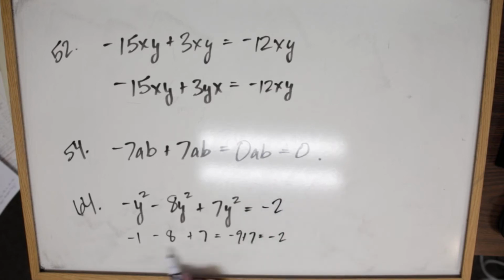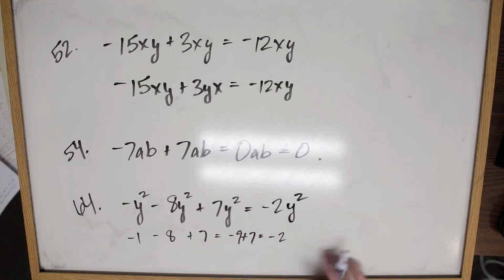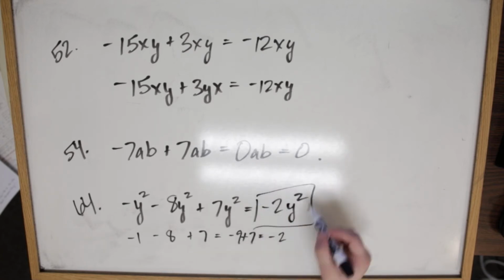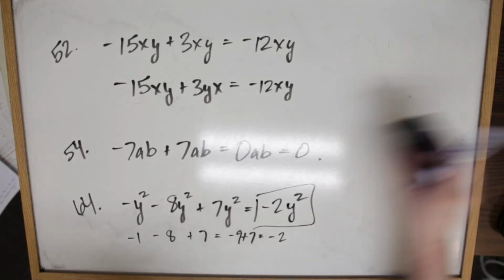And notice how I did the coefficients separately here. Minus 9 plus 7 here is going to be a minus 2. You can do that, that's fine, as long as you're combining like terms. So like terms are the ones with the same variables in them. So this is going to be y squared. Minus 2y squared. That is our final answer. Okay? All right.